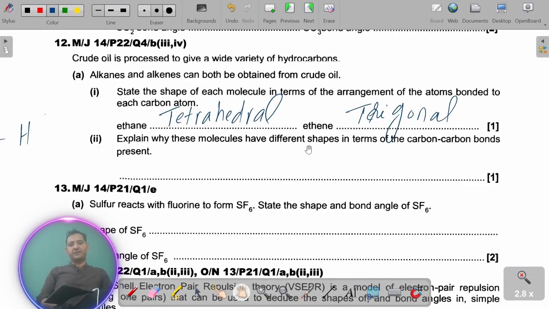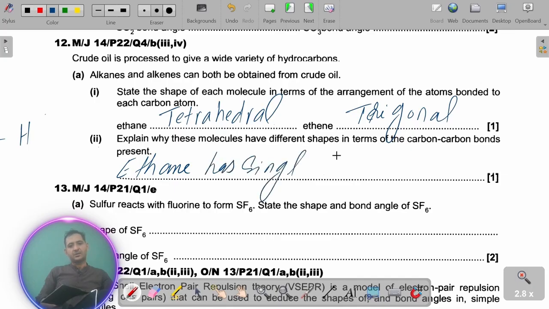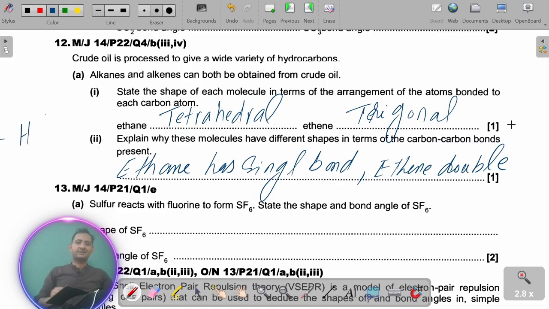Explain why these molecules have different shapes in terms of the carbon-carbon bonds present. The reason is they have single and double bonds, or you can say they have different hybridization. Ethane has a single carbon to carbon bond, and ethene has a double carbon to carbon bond. Please rewrite this sentence properly.